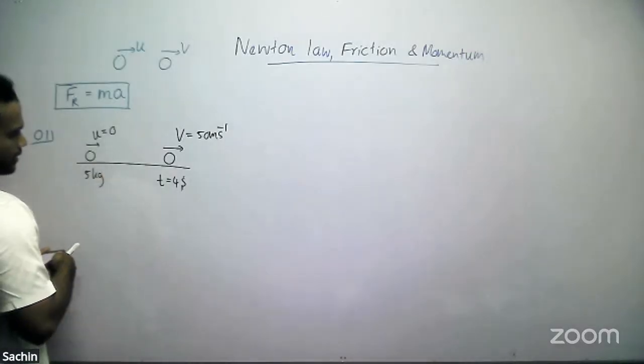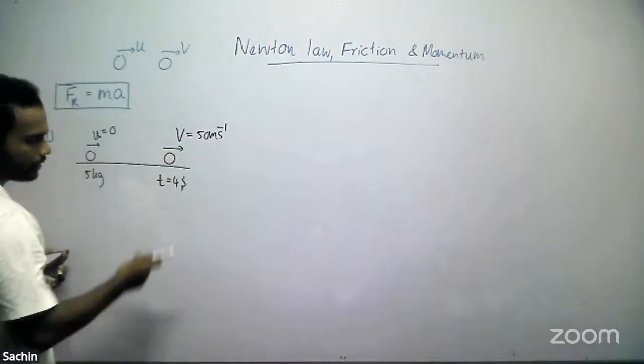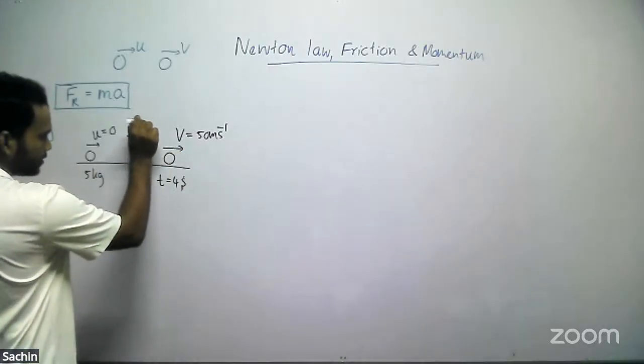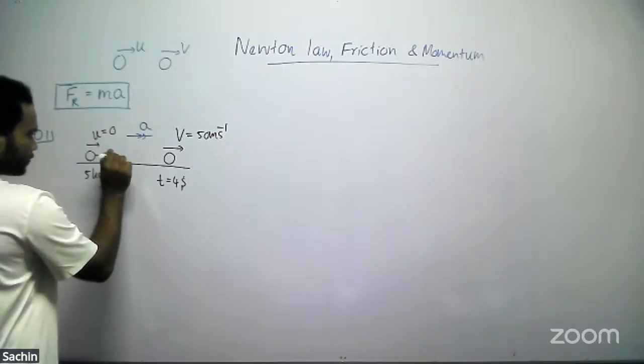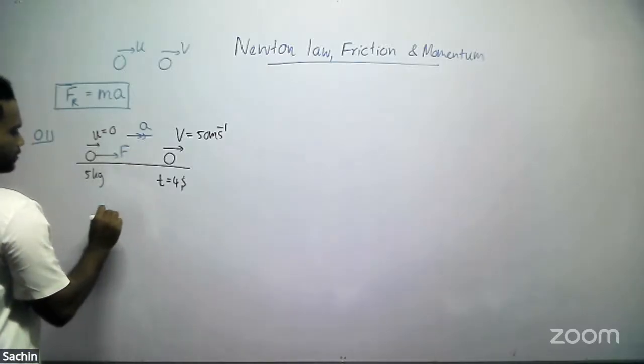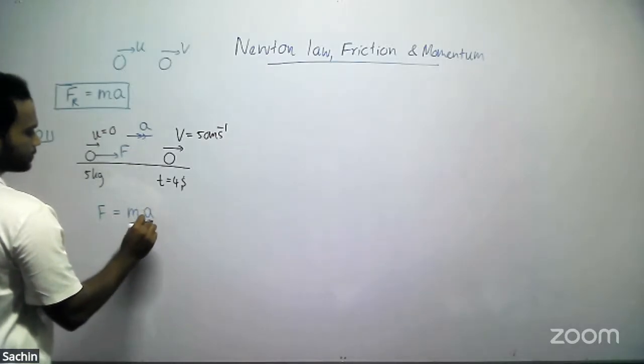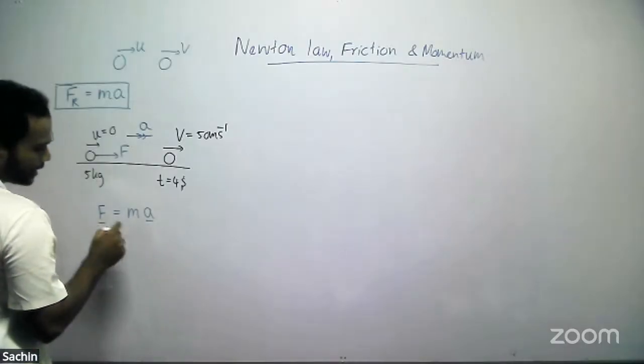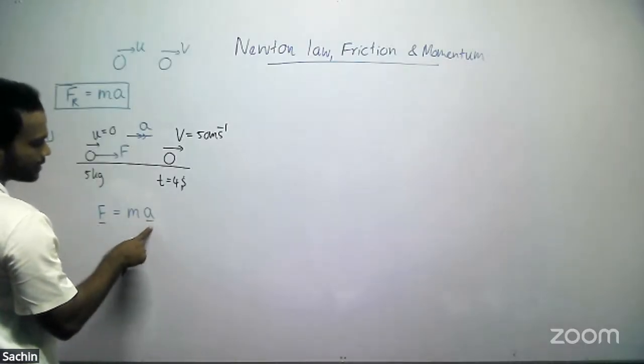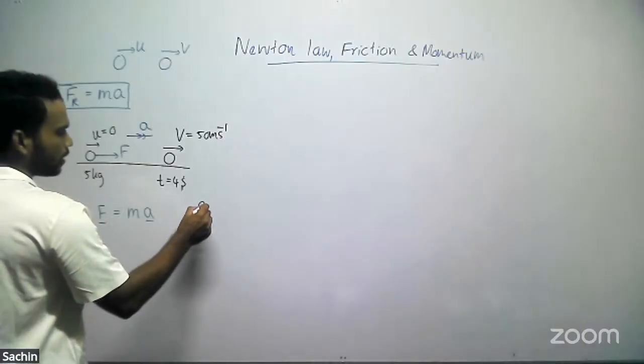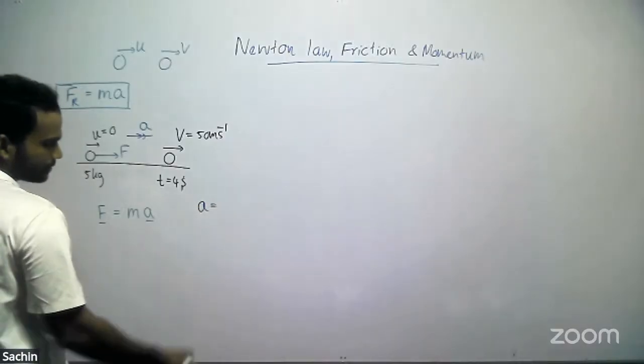Okay, so you can see the velocity is changing. Velocity is changing means there should be an acceleration in this direction that should be caused by a force. So we can calculate the force if we know the acceleration. That is what is stated by Newton. So how to find the acceleration?